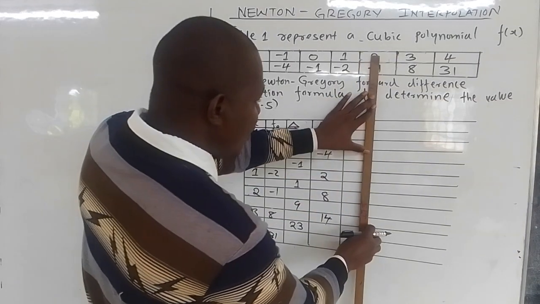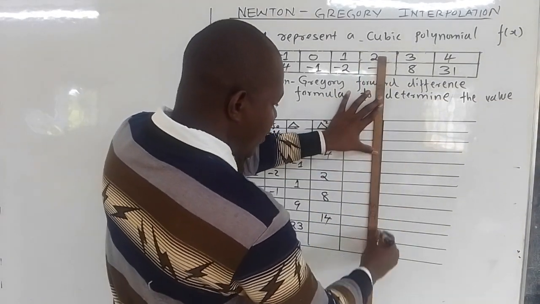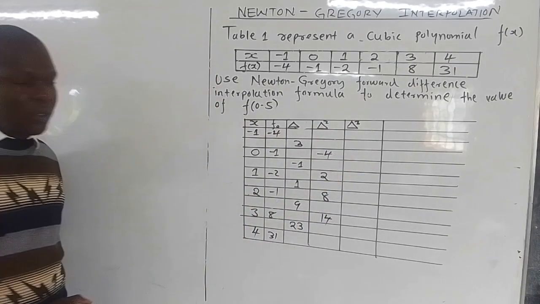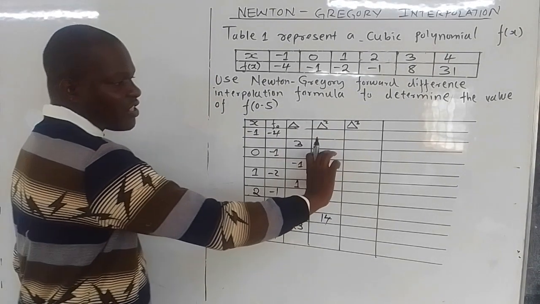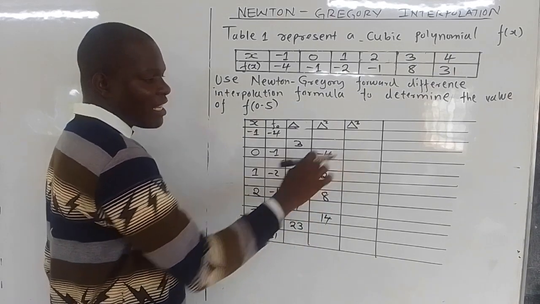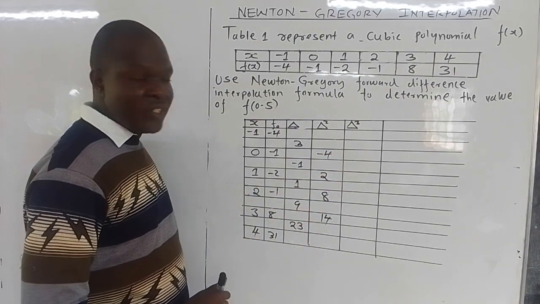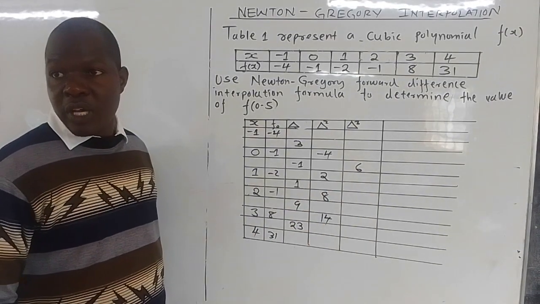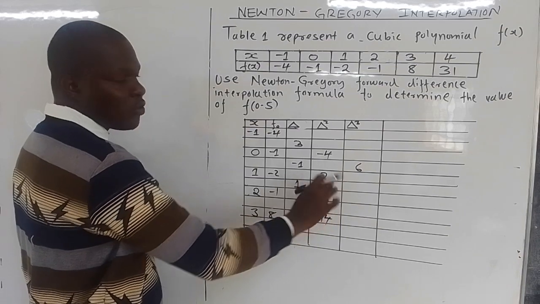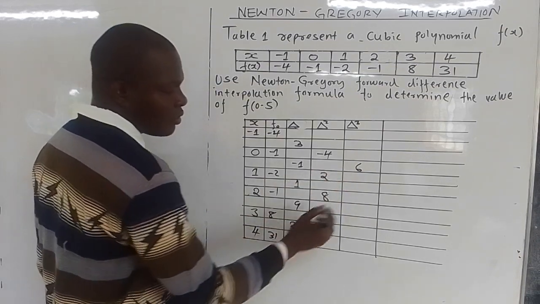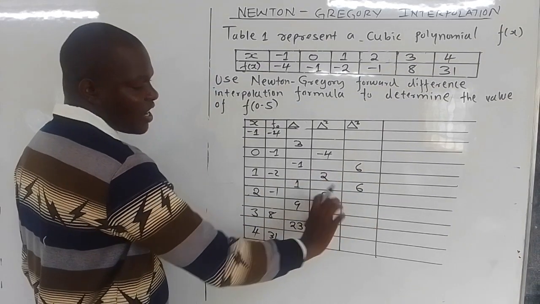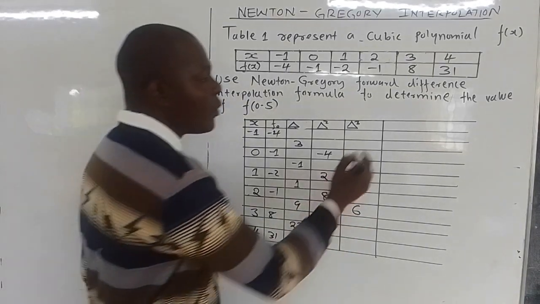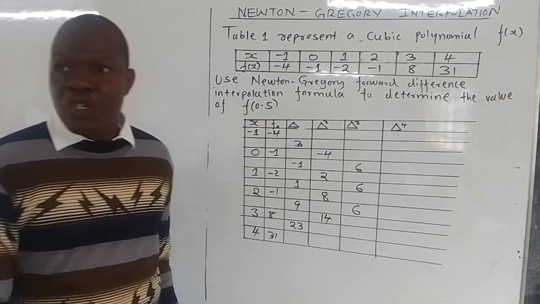You move to the next column. This is delta squared. We are now in delta cube. Are we together? See, the next difference is here. 2 minus negative 4, 6. I hope you're using a calculator. The next difference between these two values, second minus first, 8 minus 2, 6. The next difference is here. 14 minus 8, 6.